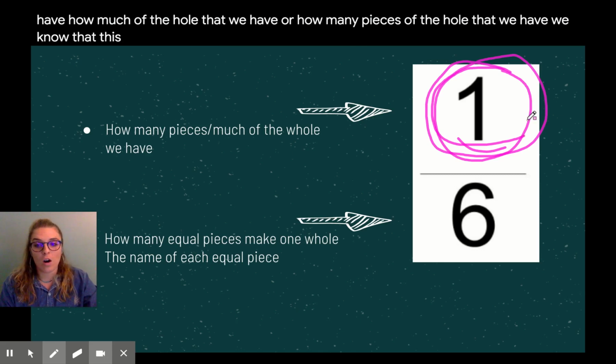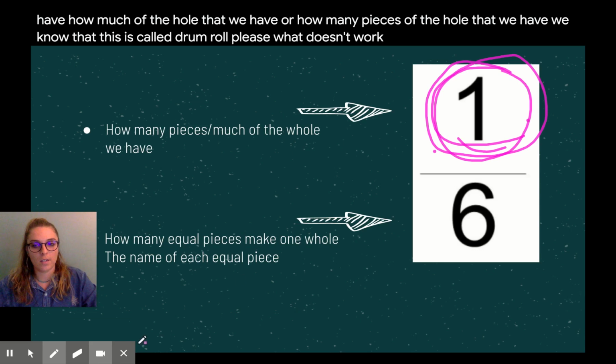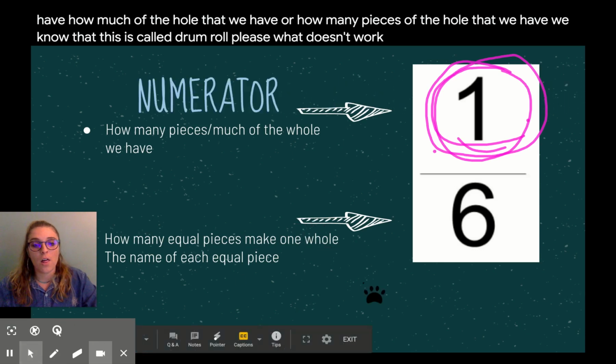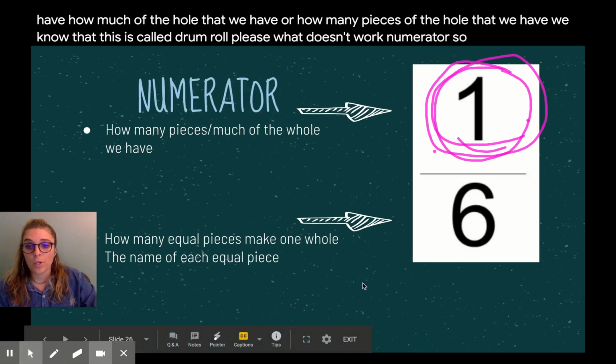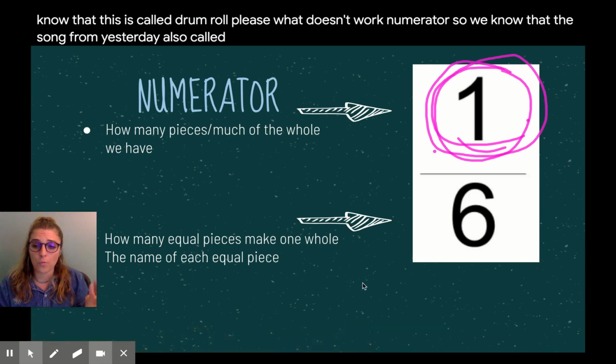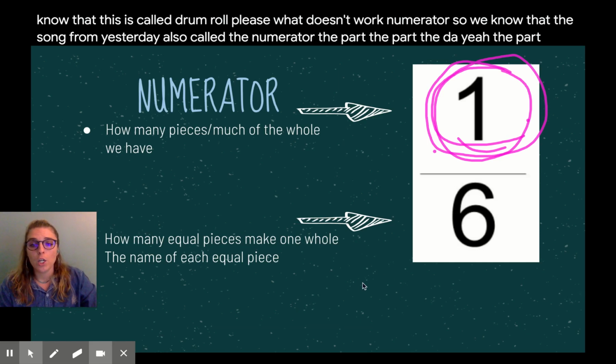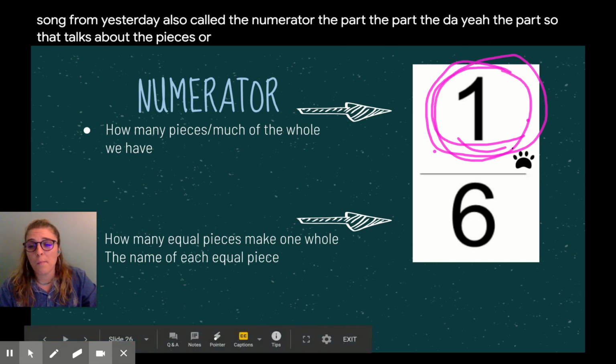We know that this is called, drum roll please. Whoa, doesn't want to work. The numerator. So we know that the song from yesterday also called the numerator the part. The part. The part. So that talks about the pieces or the part of the whole.